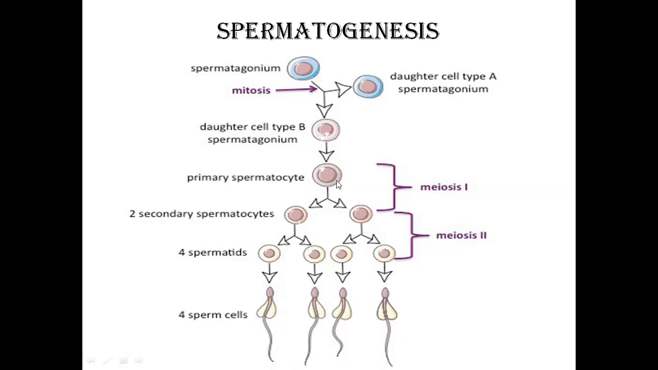Now, as puberty is attained, the first meiotic division takes place and the primary spermatocytes change into two secondary spermatocytes. And then the second reductional division takes place. So, from one primary spermatocyte, we get 4 spermatids. If we calculate from 16 spermatocytes, we get 64 spermatids. That is, one spermatogonia can give rise to 16 spermatids.